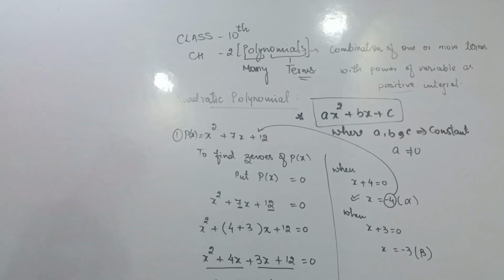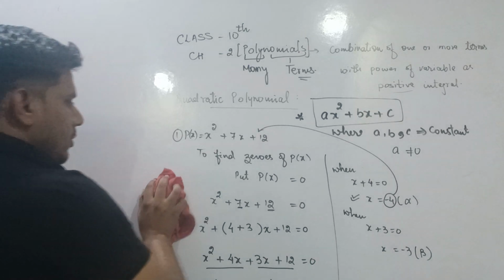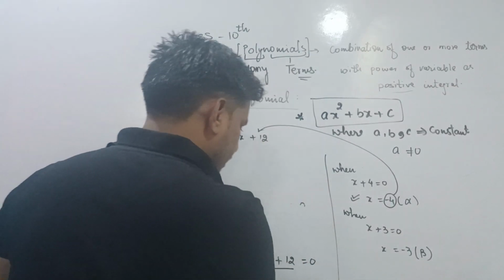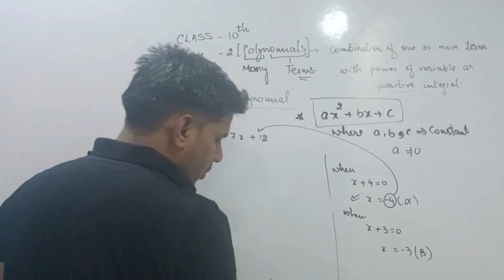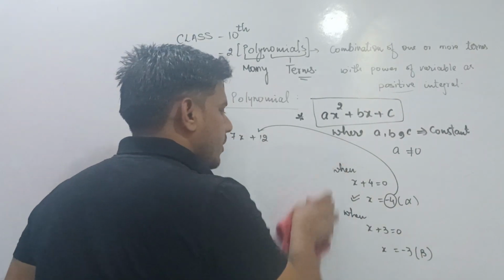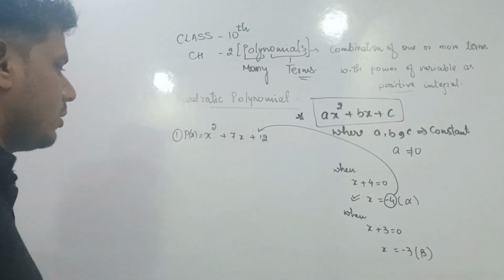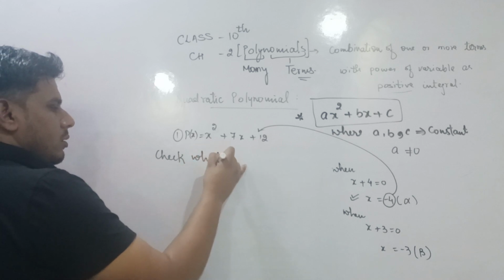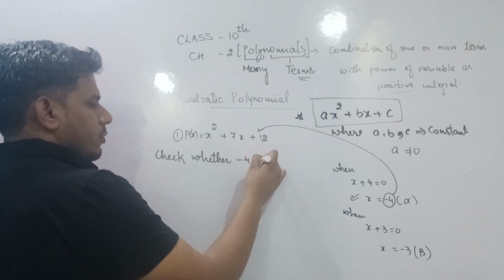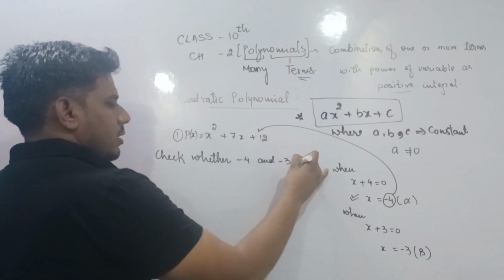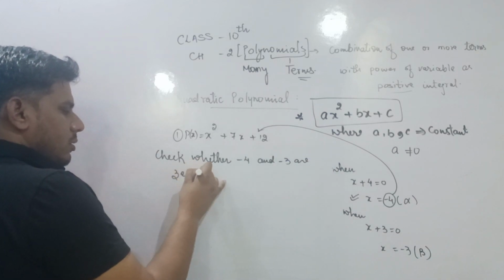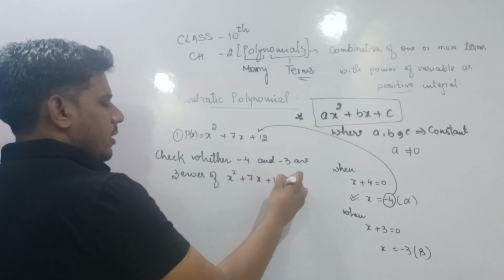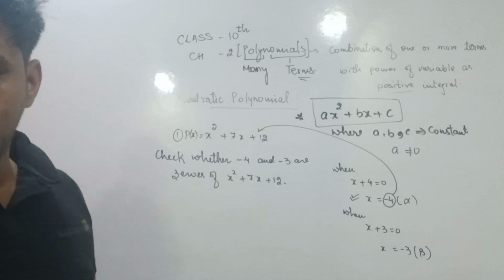ओके, पॉज कीजिए, नोट कीजिए। तो हम आगे चलते हैं। नाउ वी हैव टू वेरीफाई वेदर माइनस 4 और माइनस 3 आर जीरोज और नॉट। हियर वी आर चेकिंग ओनली वेदर माइनस 4 और माइनस 3 आर जीरोज ऑफ पॉलिनोमियल। Question is check whether minus 4 and minus 3 are zeros of x square plus 7x plus 12. We have to check whether these two numbers are the zeros of polynomial or not.